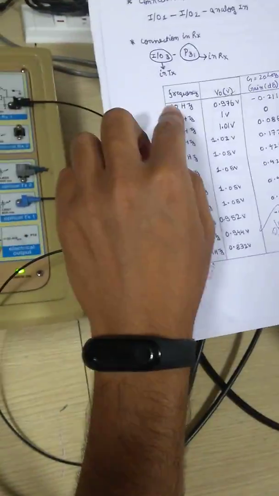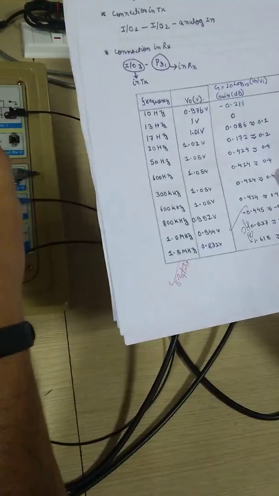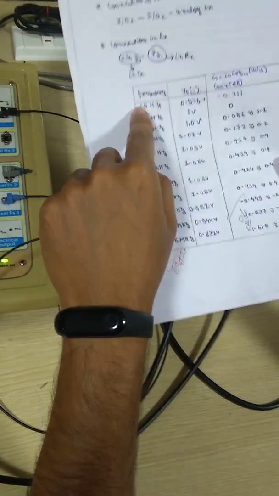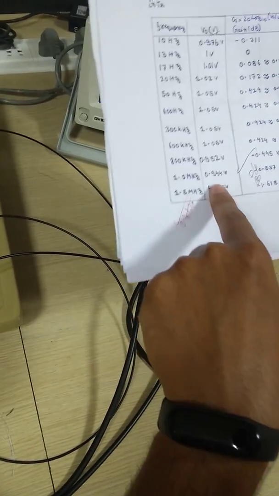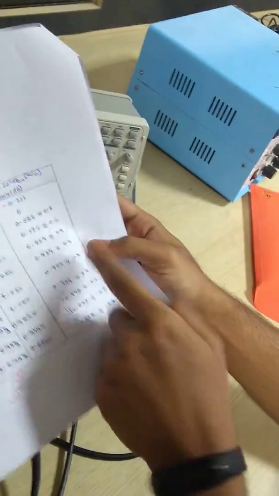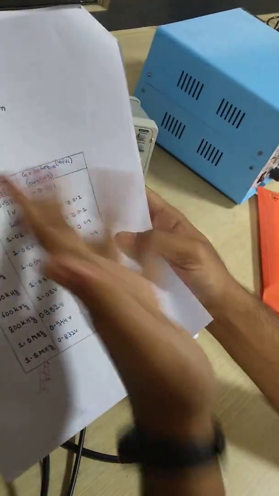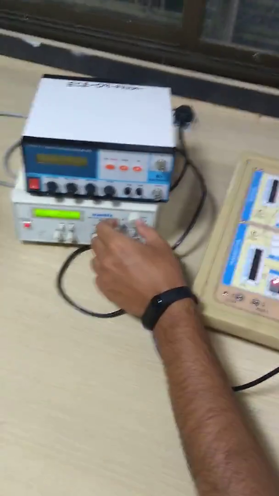Now after that, it's very simple. You just don't touch the amplitude knob. You just go from 10 hertz to 1.5 megahertz. What you'll see is the output voltage rises, becomes constant for some time, and then falls. So it's just like a band pass filter. You'll get a figure like this. Very simple, and this is what you calculate: G equals 20 log 10 V out by V in. For that, you simply vary the frequency, starting from 10 hertz.